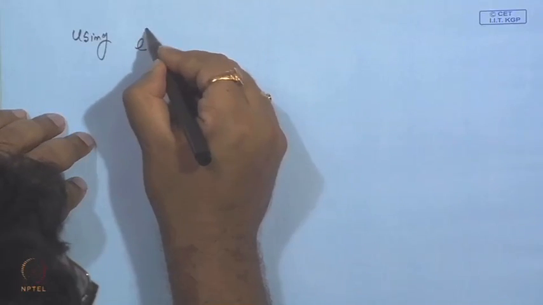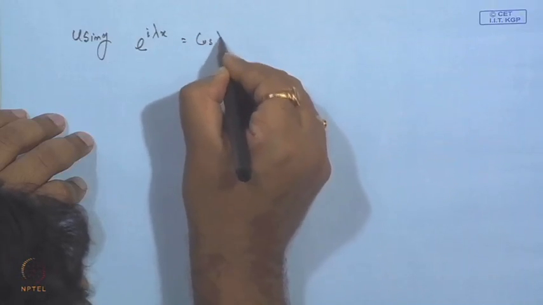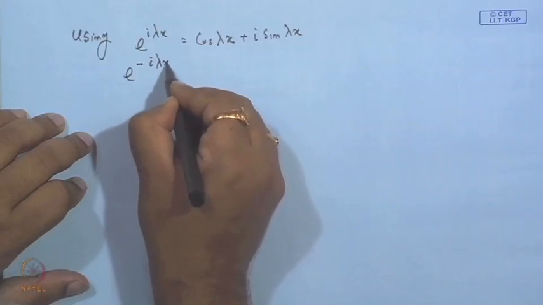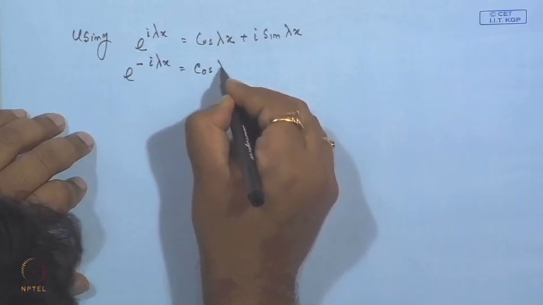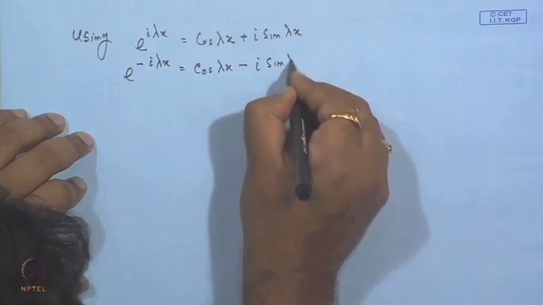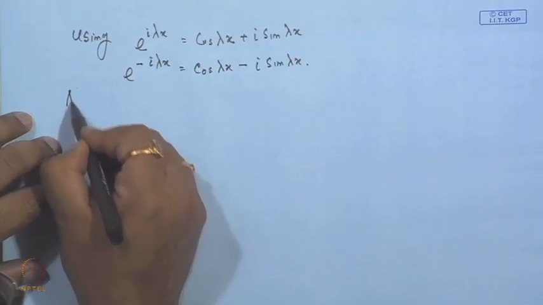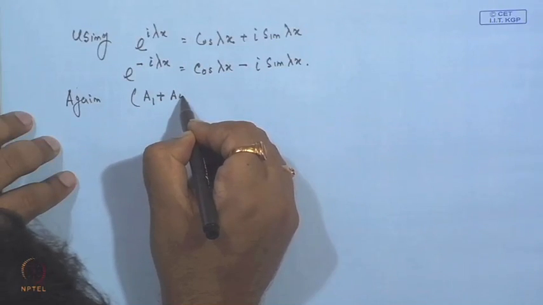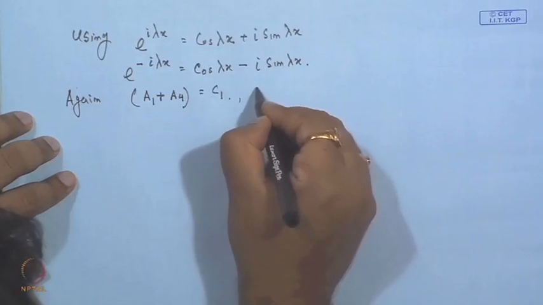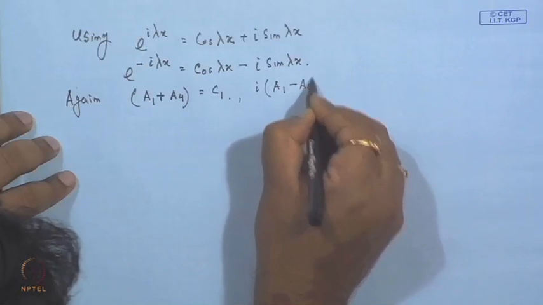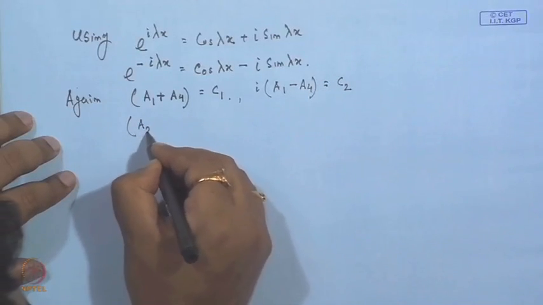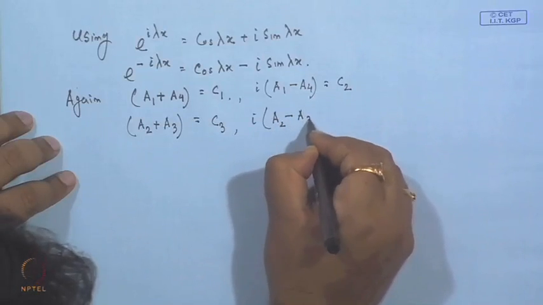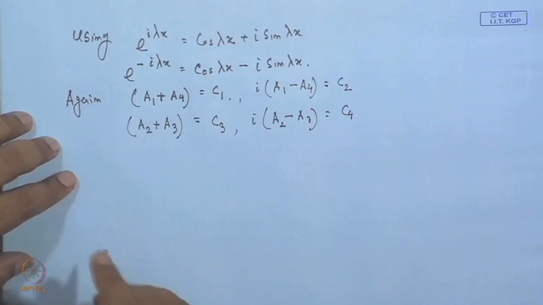Now, using e to the power i lambda x is equal to cos lambda x plus i sin lambda x, and e to the power minus i lambda x is equal to cos lambda x minus i sin lambda x. So, again, if we take a 1 plus a 4 equal to c 1, and i times a 1 minus a 4 equal to c 2, similarly a 2 plus a 3 equal to c 3, and i times a 2 minus a 3 equal to c 4.